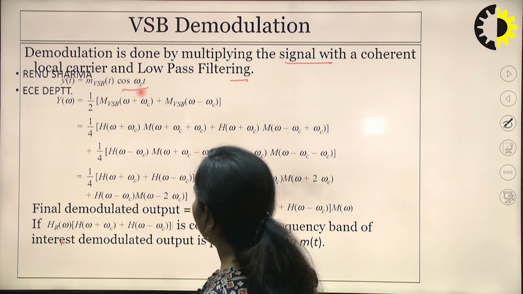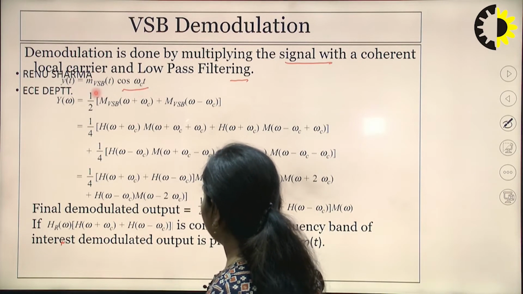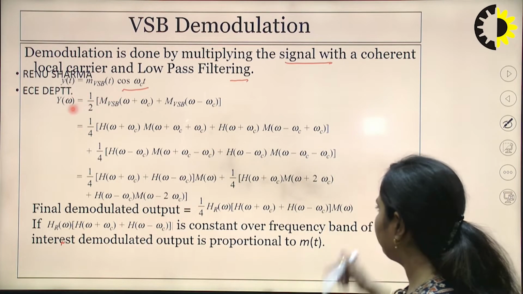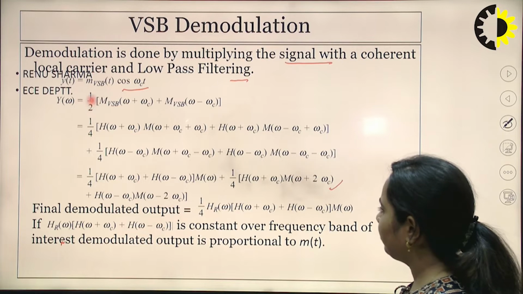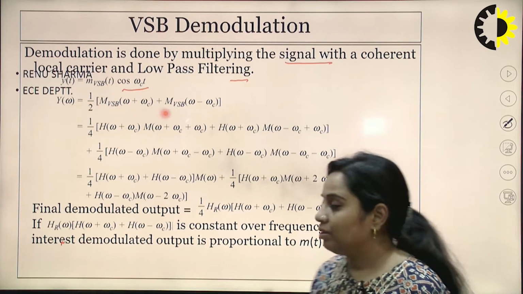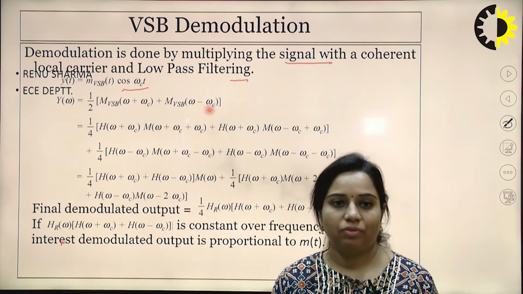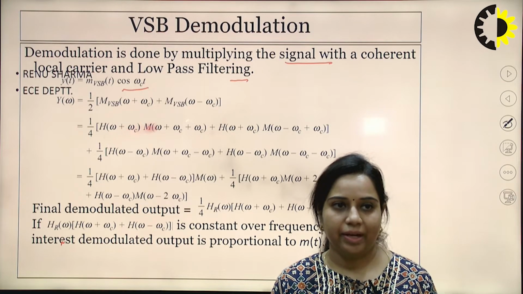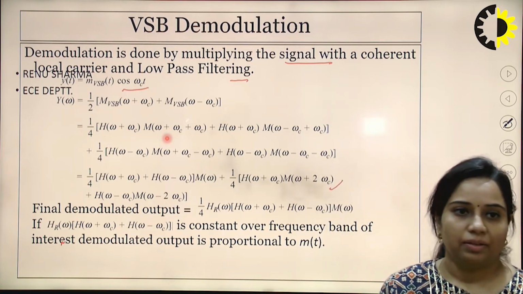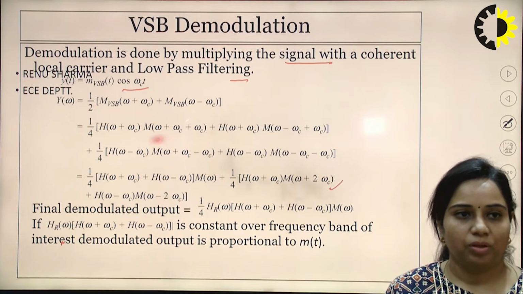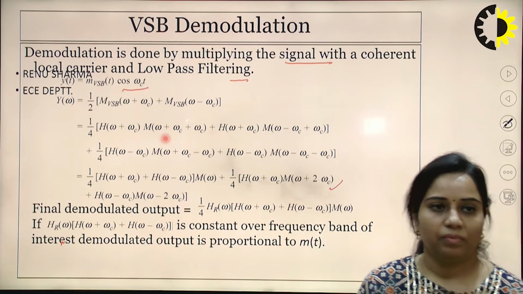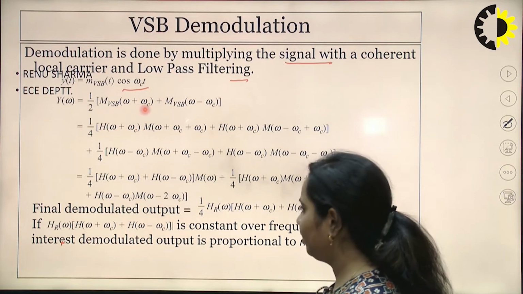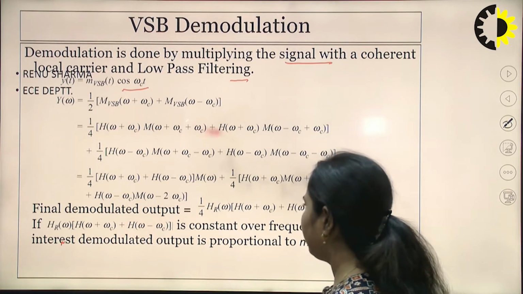When you multiply by this, we get higher frequency terms, that is plus 2 omega c and minus 2 omega c. Then at the receiver side, we have to use a low pass filter. This low pass filter is centered at frequency omega c. Then after passing through a low pass filter, the higher frequency terms will be filtered out and we get the required transmitted signal.